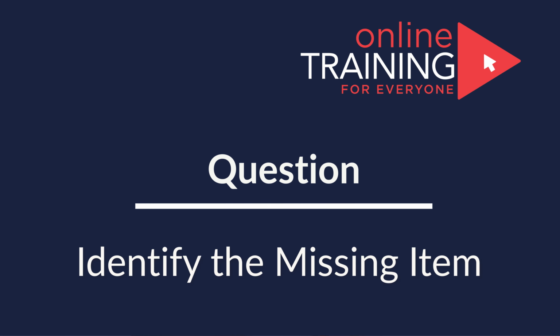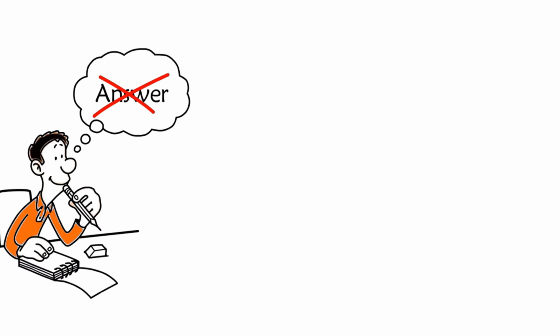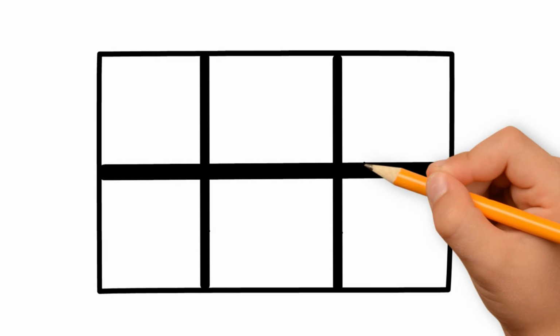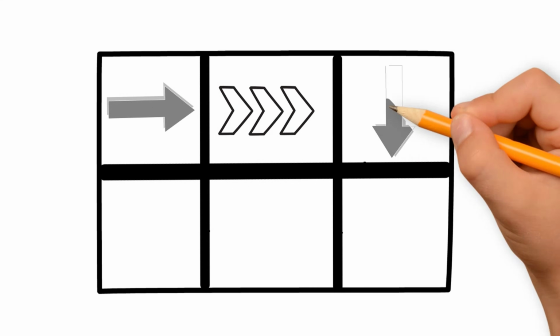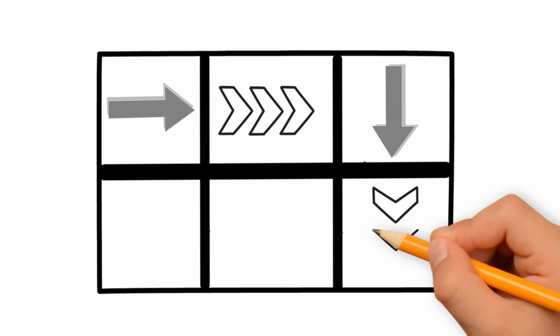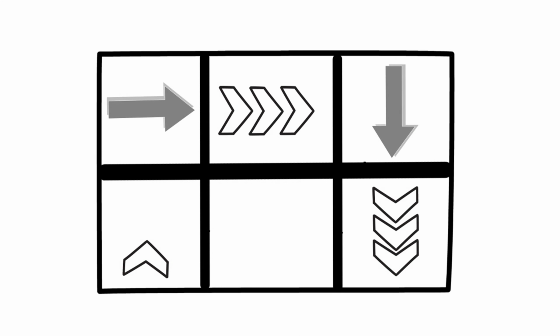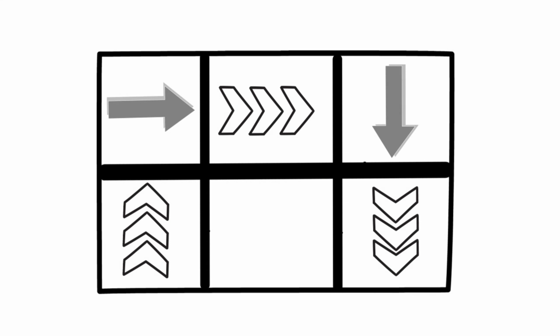I'm excited to share with you a cool question, which is easy to understand, but which doesn't have an obvious answer. You're presented with the 2x3 matrix. This matrix has arrows inside. There are 2 types of arrows, solid arrows, and then there are arrows that consist of 3 different shapes. There are 6 possible spaces in the 2x3 matrix. 5 shapes are present, and 1 shape is missing.